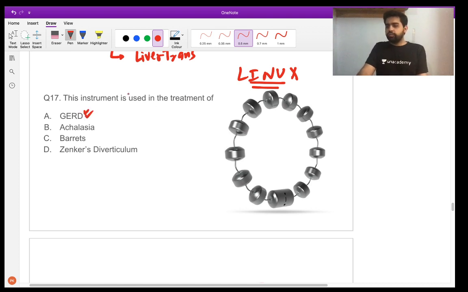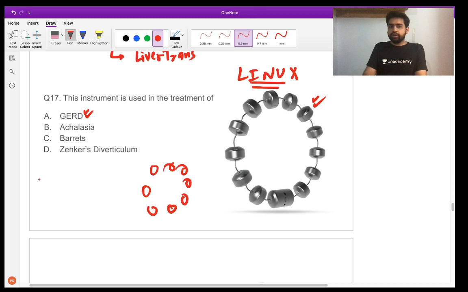So what is LINX? These are magnetic beads tied together, attached with a kind of string. Whenever food comes, the magnetic beads move apart and the food goes inside the stomach, and then the beads come back together. Please understand, this is a prospective question that might be asked. LINX is the treatment for GERD.